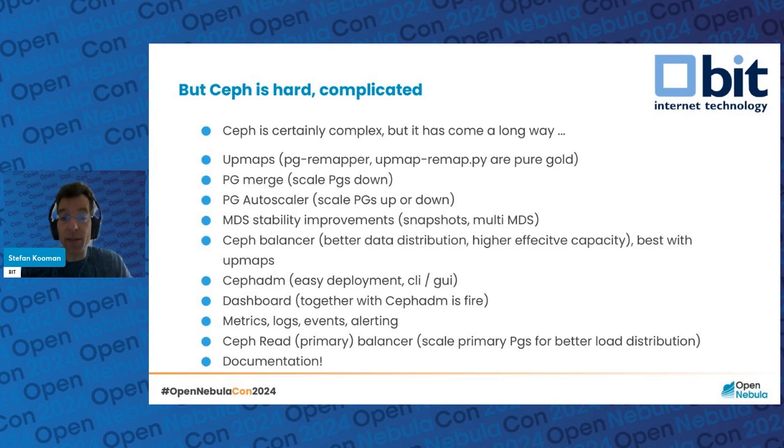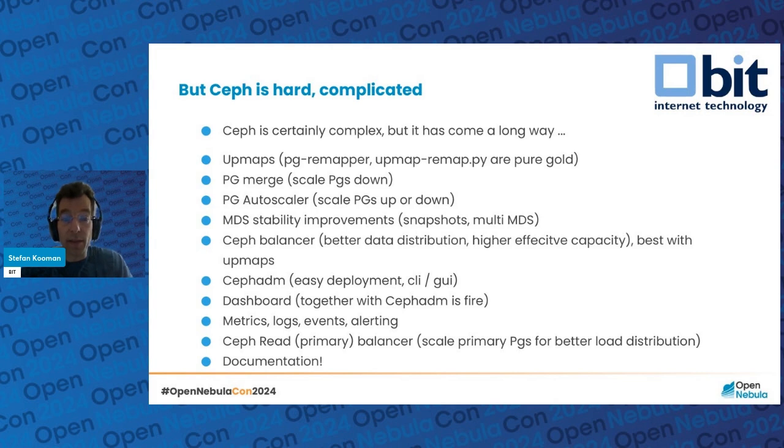What stands out are upmaps. Upmaps make the life of the admin easier. You can obtain a higher effective usage capacity of your cluster. It helps you in doing maintenance, and some tools deserve a mention here, like PG Remapper and upmap and rewrap. They're just pure gold in managing big Ceph changes, all made possible by upmaps.